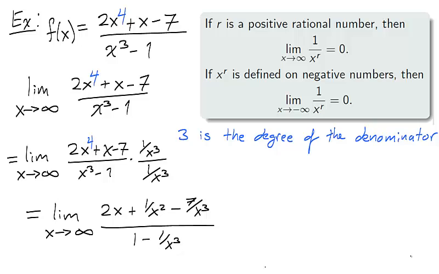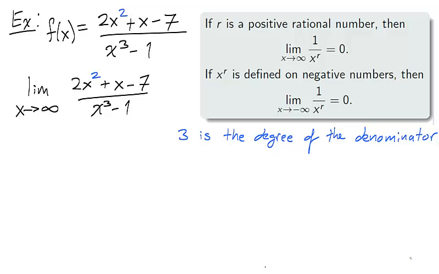Distributing 1 over x cubed through the numerator and the denominator, we obtain an expression where the expressions circled in red are approaching 0 as x approaches infinity, while the expression circled in blue is approaching infinity as x approaches infinity. So as x approaches infinity, the denominator approaches 1, while the numerator is unbounded, approaching infinity. Therefore, the limit is infinity. Notice that the degree of the numerator is higher than the degree of the denominator, and the limit was infinite. Therefore, we have no horizontal asymptote.